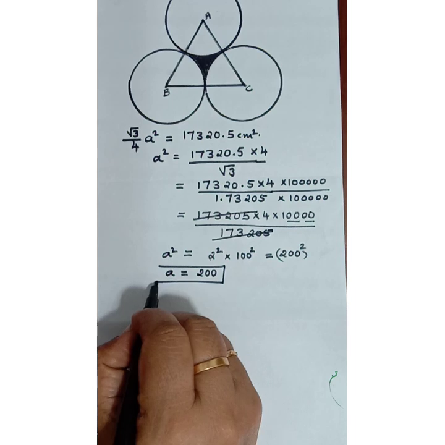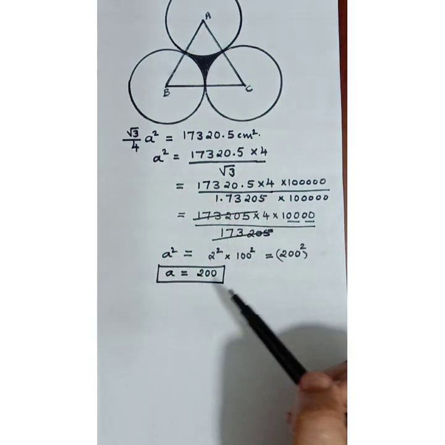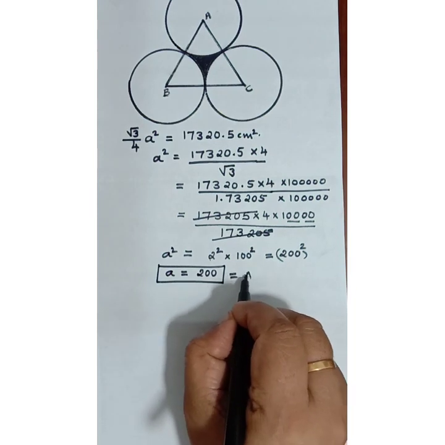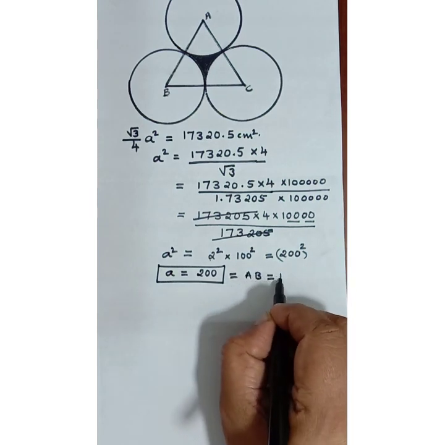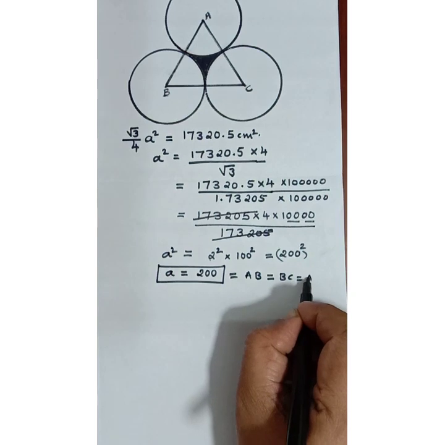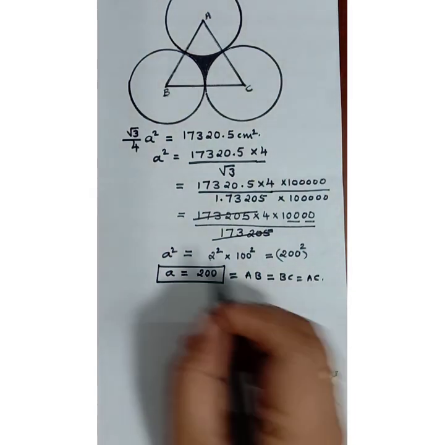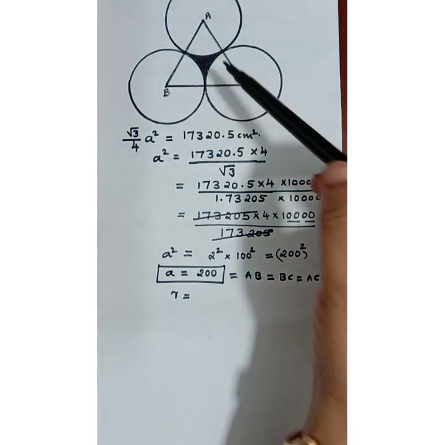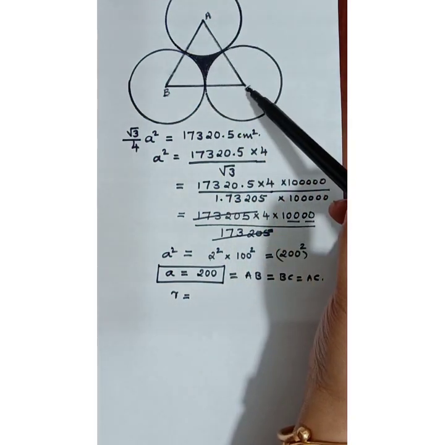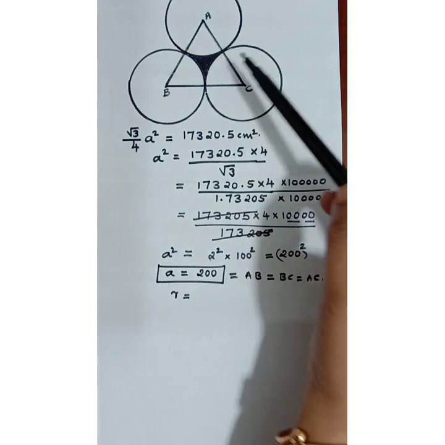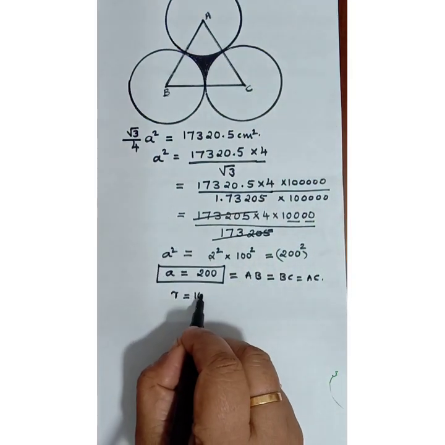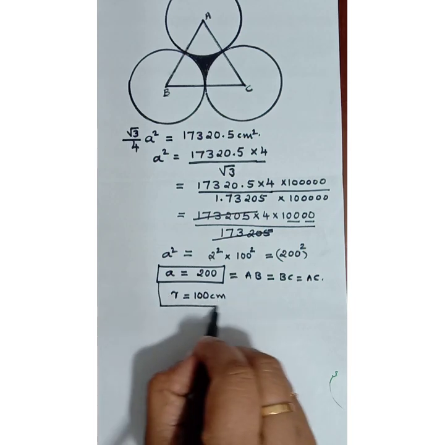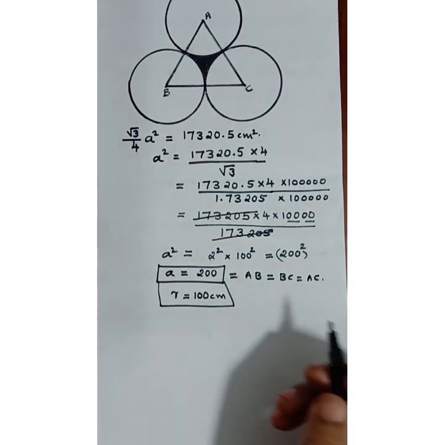So one side we got now. One side, that is AB equal to BC equal to AC. This is what we got. Therefore, what will be the radius? Isn't it half of 200? This is the total length. A is equal to 200. So, therefore, 100 plus 100. Radius will be 100. So, it comes in centimeter. Radius equal to 100 centimeter.